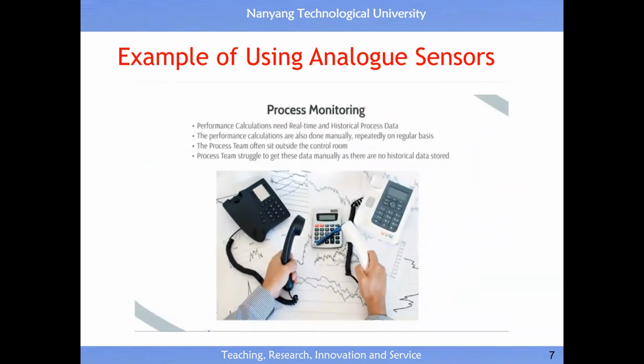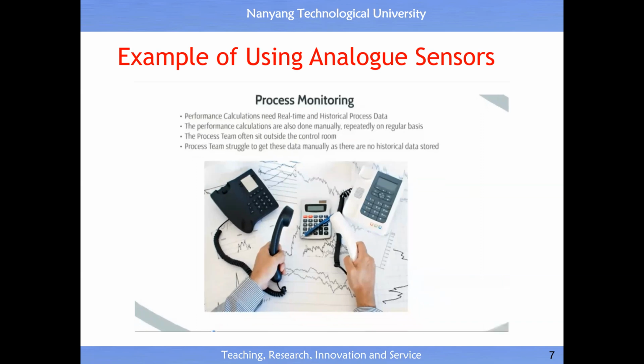The performance calculations need real-time and historical process data. The performance calculations are also done manually, repeatedly on a regular basis. The process team often sit outside the control room, and they struggle to get these data manually. Further, the historical data is limited to a few days, due to limitations in process control systems.